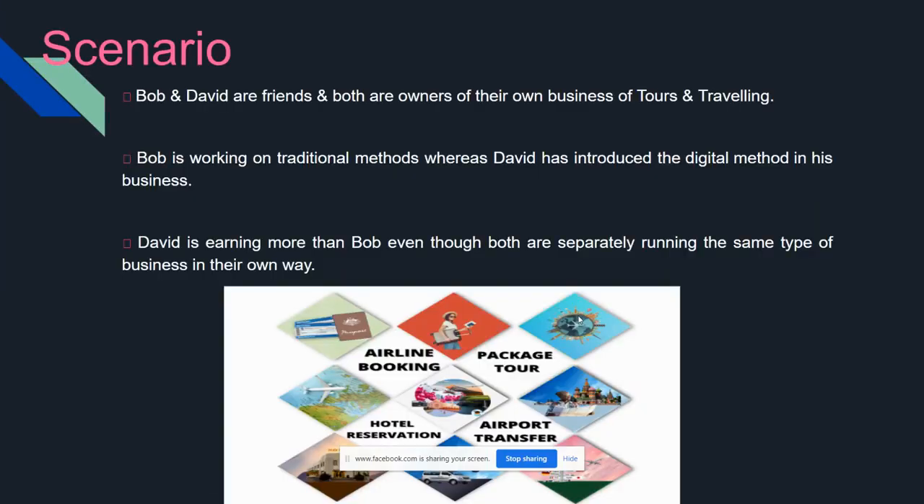So, first we'll deal with the scenario where there are two friends named Bob and David who are working in business tours and travel and they are very happy. But when it comes to the business matter, Bob is earning less and David is earning more. So, what is the reason behind why Bob is earning less and David is earning more?